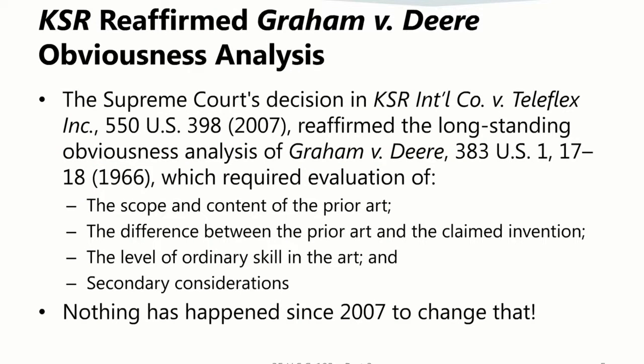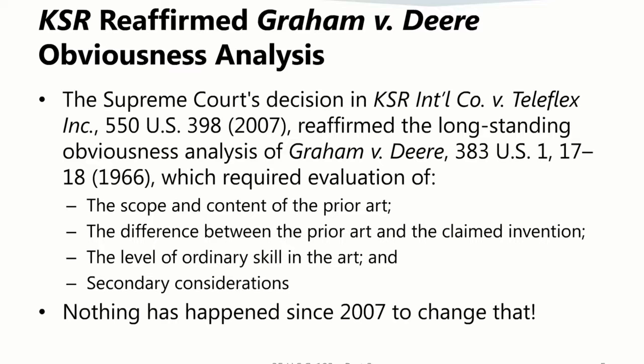In 2007, the Supreme Court's decision in KSR reaffirmed the familiar framework for determining obviousness as set forth in its 1966 Graham v. Deere decision. As a reminder, the Graham v. Deere analysis requires the evaluation of the following factual inquiries: the scope and content of the prior art, the differences between the claimed invention and the prior art, the level of ordinary skill in the art, and secondary considerations.